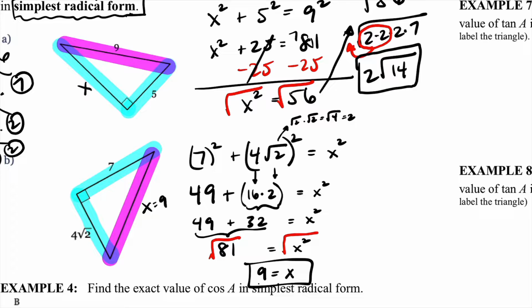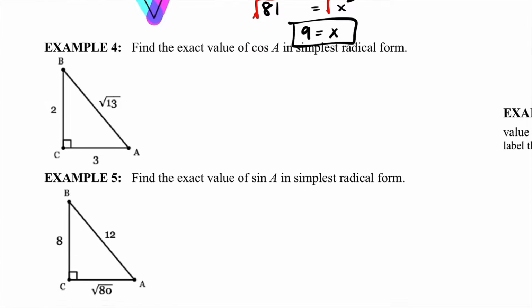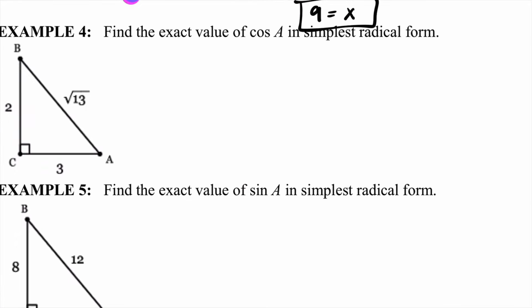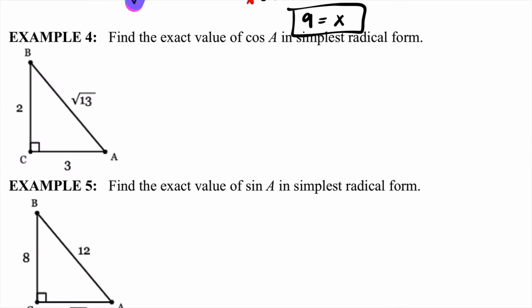Okay. All right, so that was a little pause. Now let's go back to number 4. 4 and 5 are just like the front side. We're looking for one of those: sine, cosine, tangent, cosecant, secant, cotangent. So on number 4, we're looking for cosine. We're looking for cosine of A.